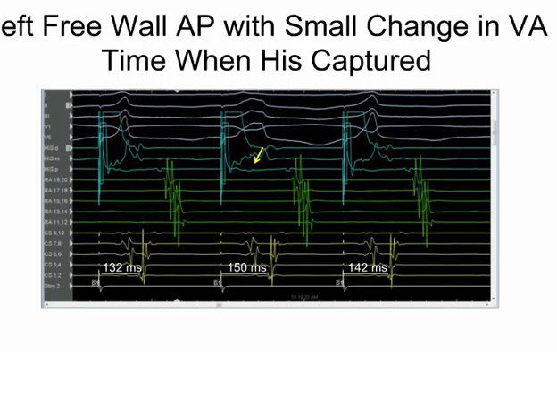The one timing, so again, when you're talking about left free wall pathways, you will see small changes in VA time when the His is captured. This is an example of that, where when we lose His capture, it's a longer time to get there. The reason is, when you capture the His bundle and you're pacing at a septum, it's a shorter route to get to a left free wall pathway, because it goes over the left anterior fascicle and right out the pathway.